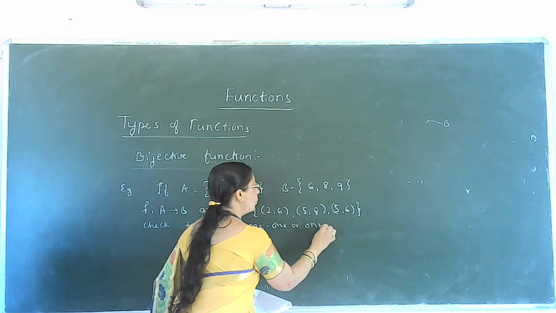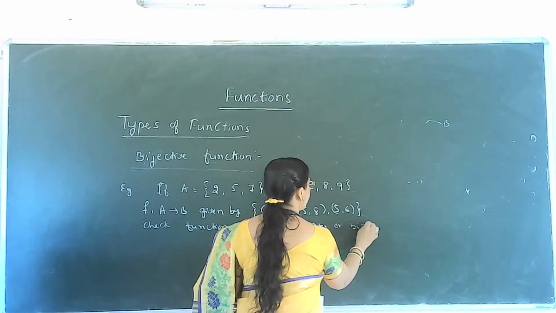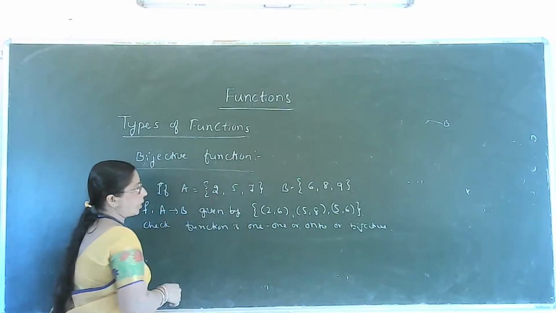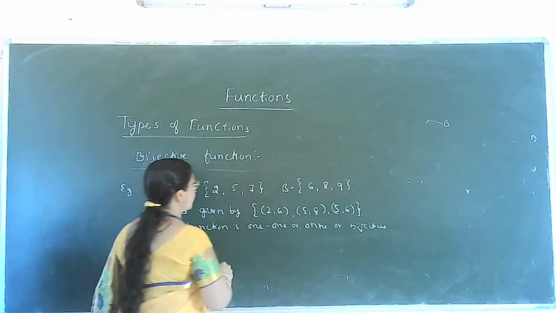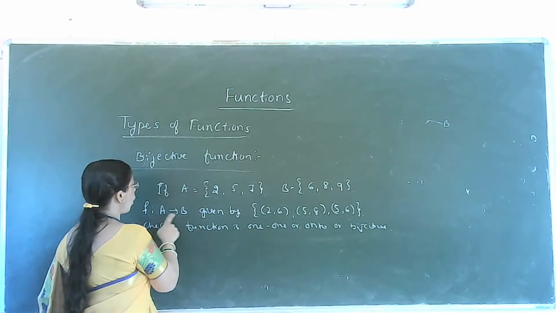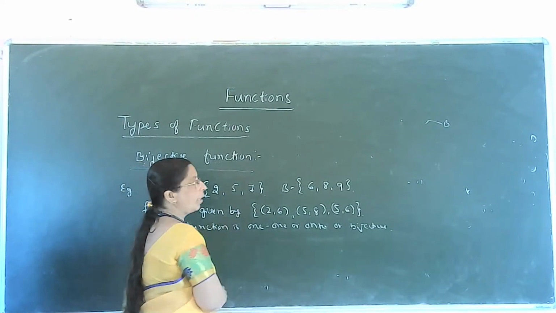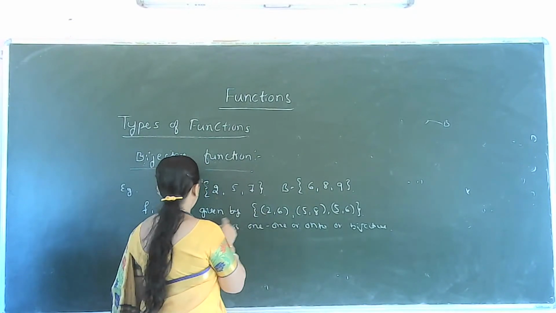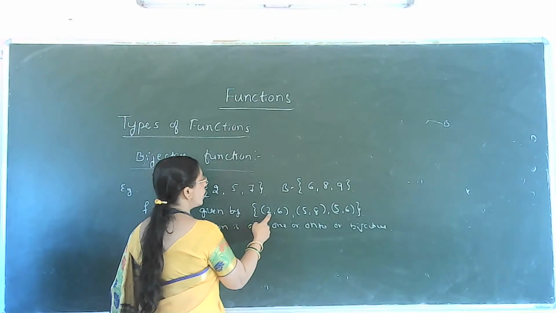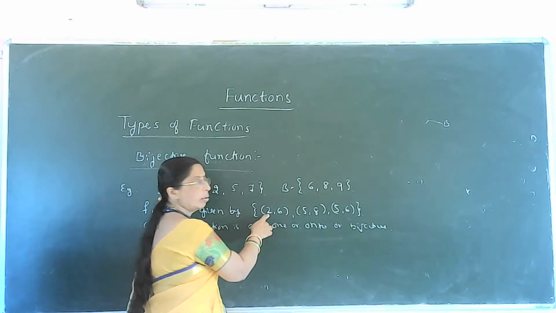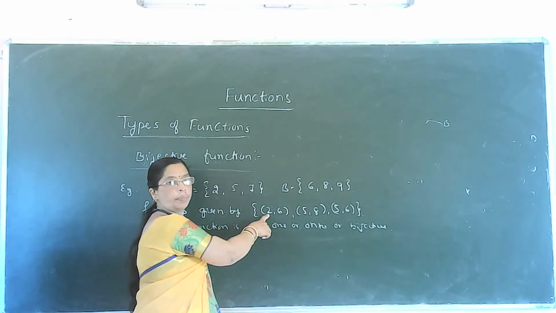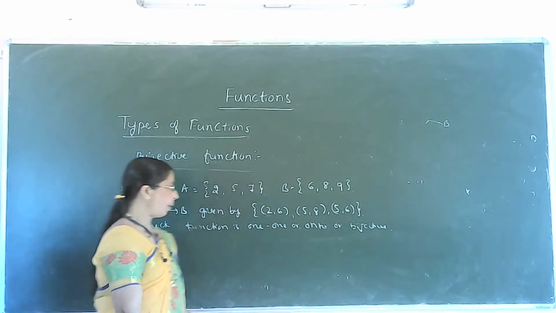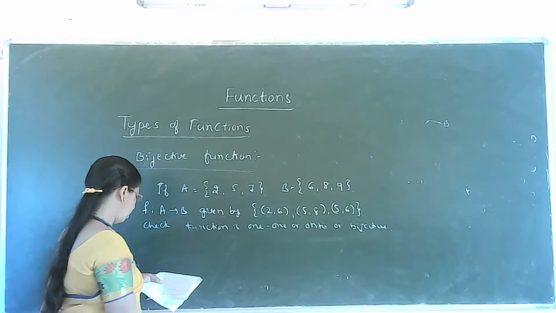Check whether the function is one-one, onto, or bijective. Here A is equal to {2, 5, 7}, B is equal to {6, 8, 9}. The function from A to B is given here. Here 2 is an element of the domain; 2, 5, 5 are the elements of the domain.